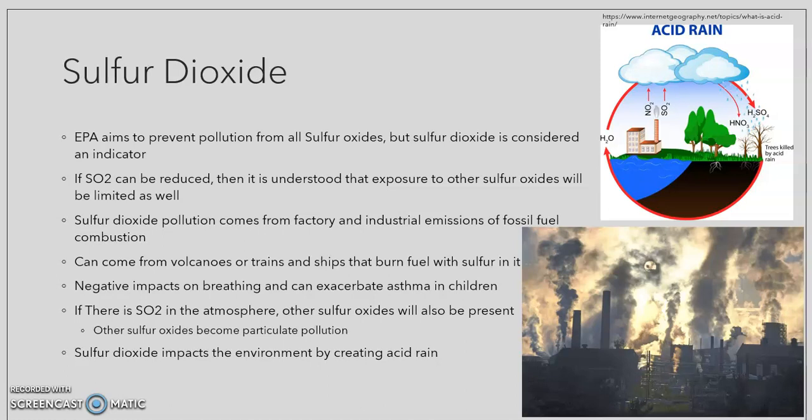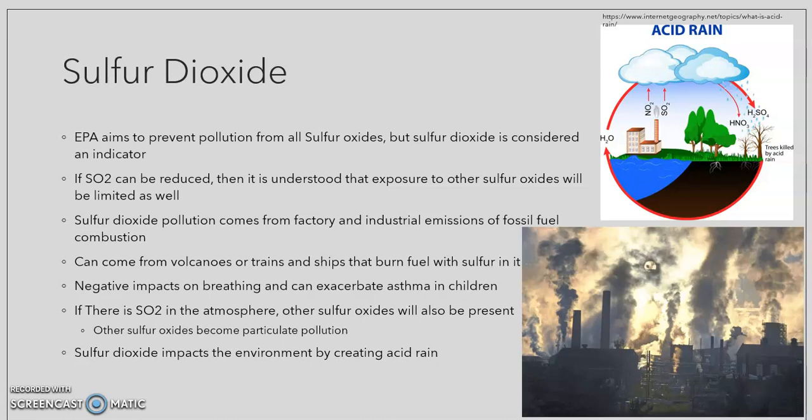So our next pollutant is sulfur dioxide. Sulfur dioxide is emitted from industrial processes, and it is kind of an indicator of other sulfur oxides in the atmosphere. So we also monitor for other sulfur oxides, but the main one we look for is sulfur dioxide, because if that's high, then there's probably other sulfur oxides in the atmosphere. So if the sulfur dioxide can be reduced, other sulfur oxides will be limited.